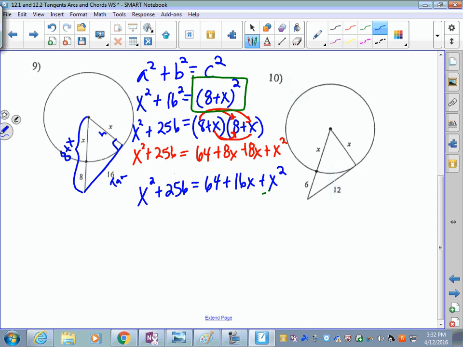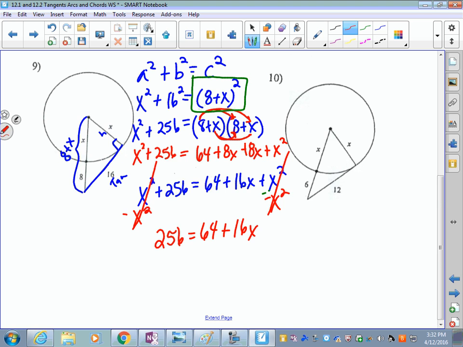When I simplify or solve for x, I'm going to end up saying minus x squared. This is why I'm going to like these, because look what happens. The x squares cancel out. Write that down. They're going to cancel out. And now we're left with 256 is equal to 64 plus 16x.